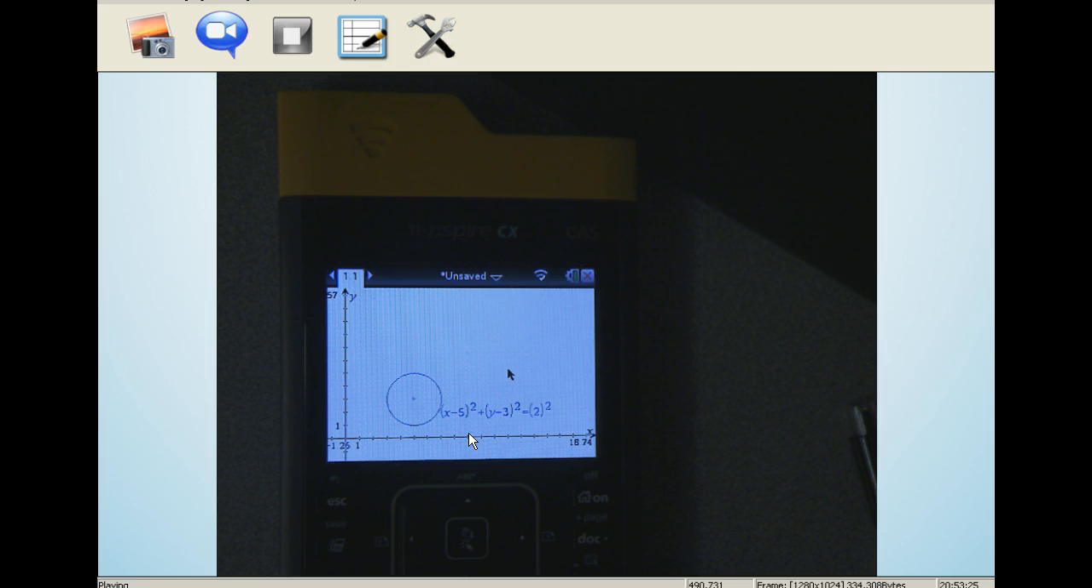You just remember h and k. Notice that I wanted positive 5 and positive 3, so I had to make it x minus 5, y minus 3. If I wanted negatives, I'd have to change that to plus, right? I would put in x minus a negative 5, and y minus a negative 3. Let's see how it looks on the GeoGebra app.